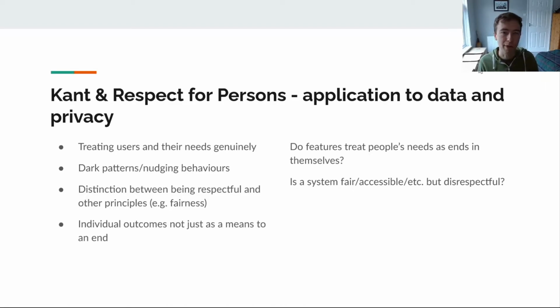More generally, when we're using classifiers and similar systems, we're also prioritizing the end of a fair distribution according to whatever metric we're using, over the individual decisions that are being made about people. So we can start asking ourselves, do these features that we see treat people's needs as ends in themselves? And is it possible that the system that I'm looking at is fair, accessible, but simultaneously disrespectful?